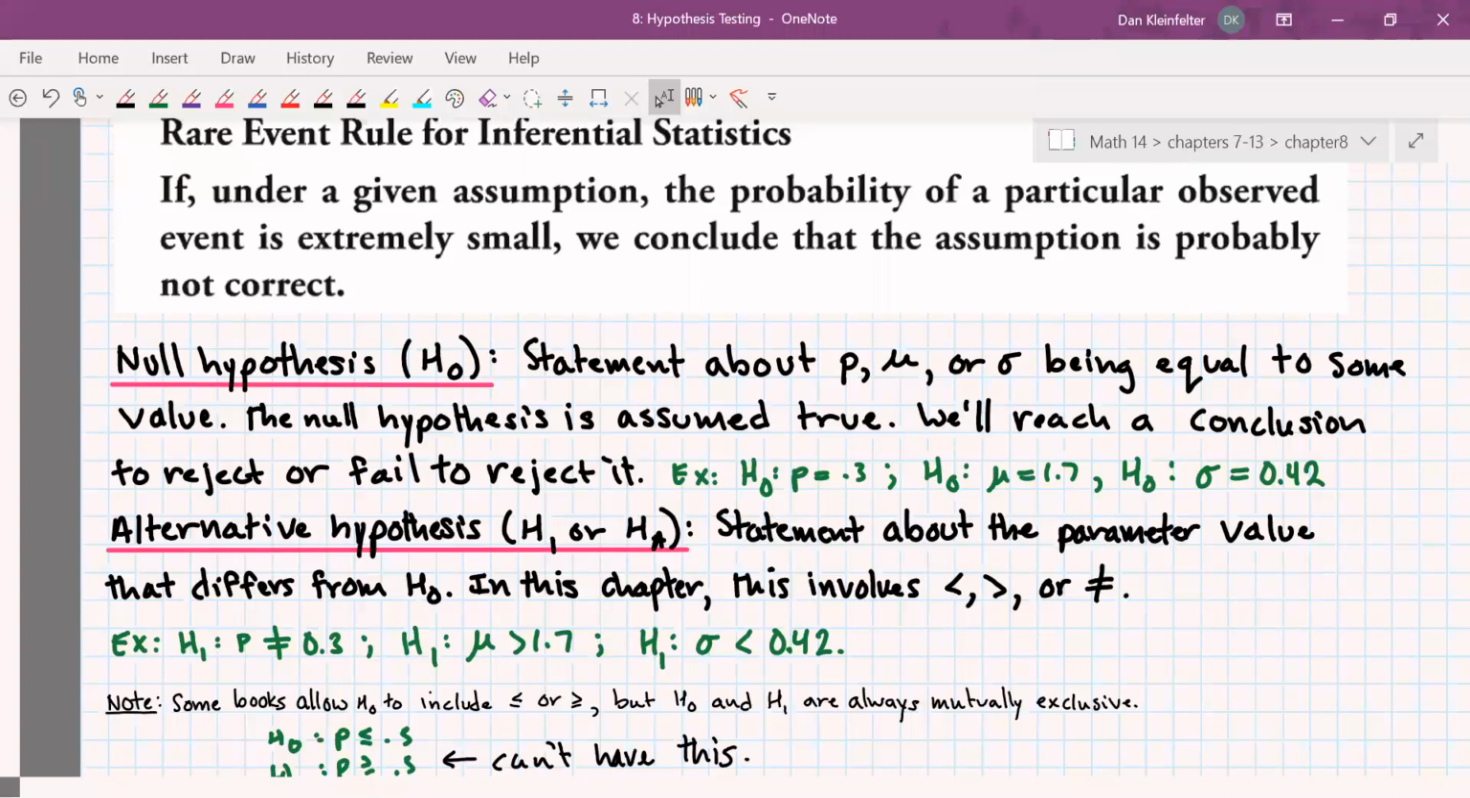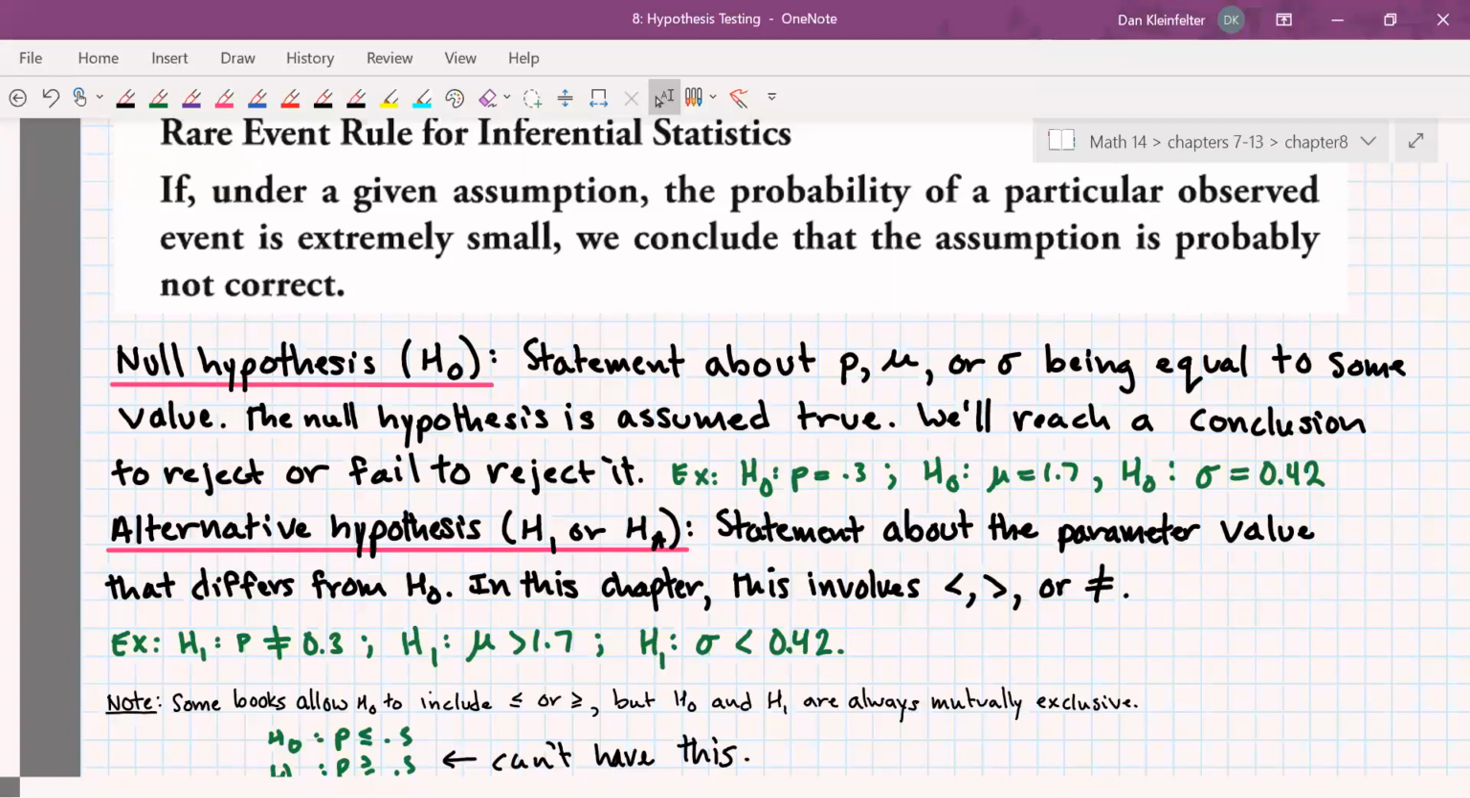How we would write the null hypothesis is we write H0, 0 is like null, H0, a colon, and then a statement about one of the parameters, like the examples you see here are p equal to 0.3, mu equal to 1.7, and so forth. There's an alternative hypothesis. Our book calls this H1. Some books may call it HA, but it's H1 in our book, so that's what we'll use.